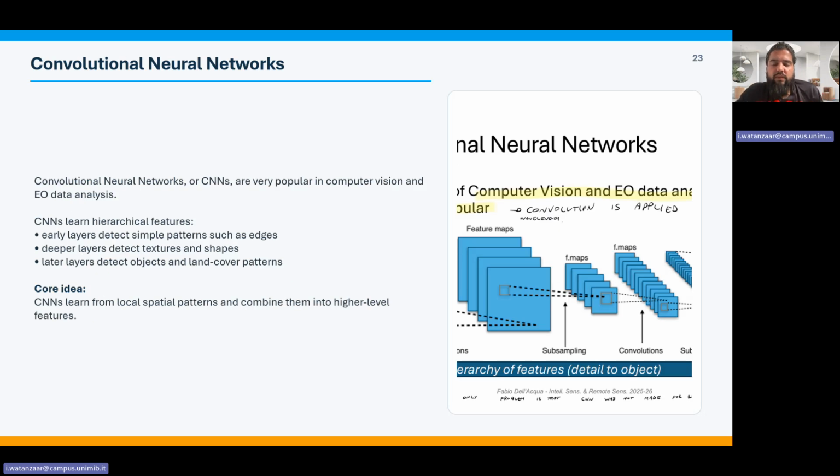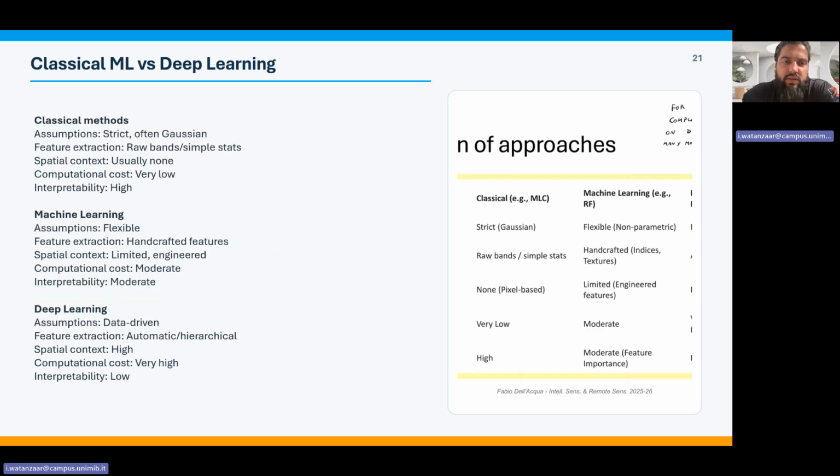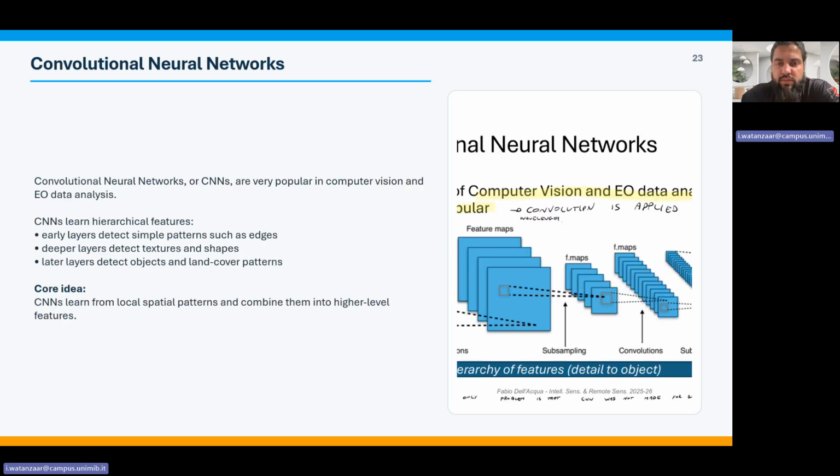Then we are discussing the convolutional neural network, CNN. Convolutional neural networks are very popular in computer vision and in earth observation data analysis. CNNs learn from hierarchical features. We already discussed this. They are learning directly from the data, even from the raw pixels. In the previous comparison, we have written here that they are learning automatically, so you don't need to be very specific for that.